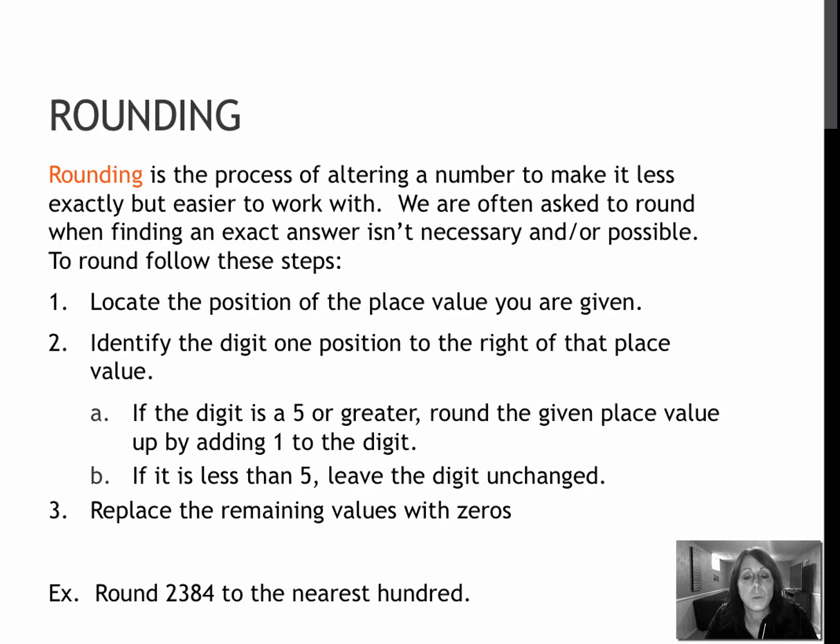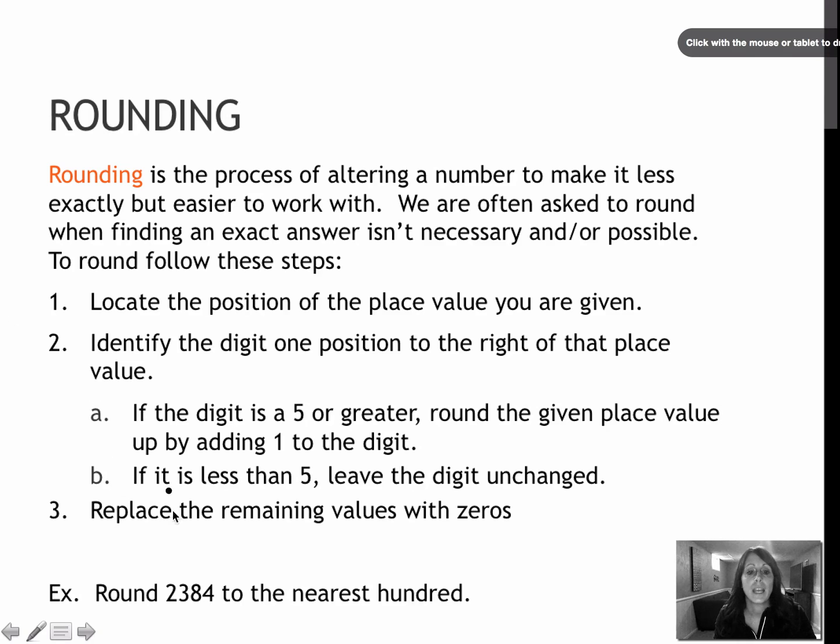The general rule when we're rounding is that we're going to locate the position of the place value that we're given. So if we're asked to round to the nearest 100, you're going to start in the hundreds place. You're going to look at the digit one place value to the right of that. If that place value to the right is a 5 or greater, then you're going to round up by adding a 1 to the digit. If the place is less than 5, we're going to leave the digit exactly as it is. Everything else becomes a 0.